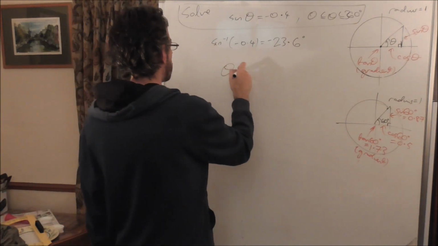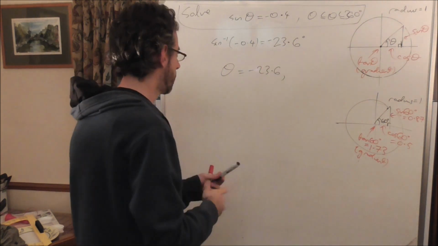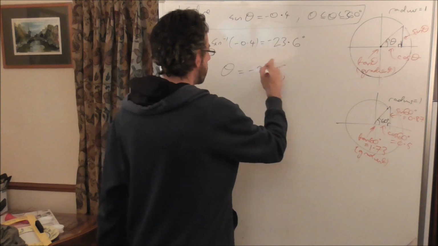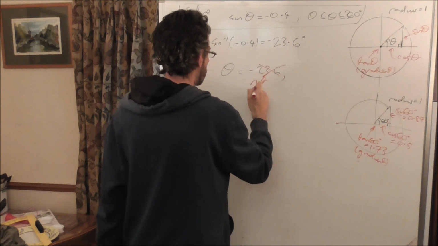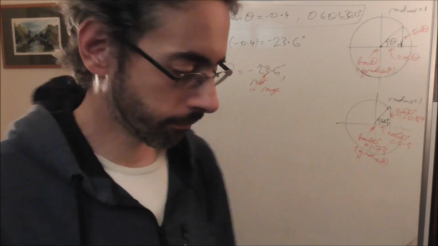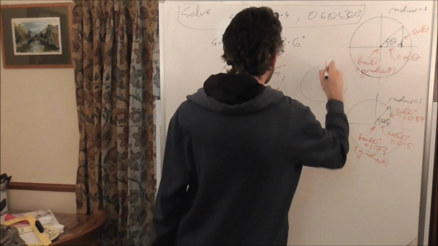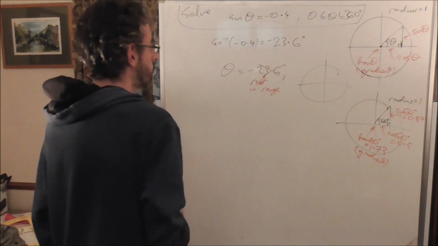Normally we just write it down as our first solution and carry on. But here we can't accept it because it's not in range. So I'll just make that clear: I'll write not in range. But we can actually use it to find other solutions. We can mark it on the unit circle and use it to find other solutions.